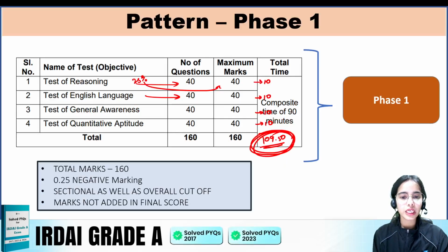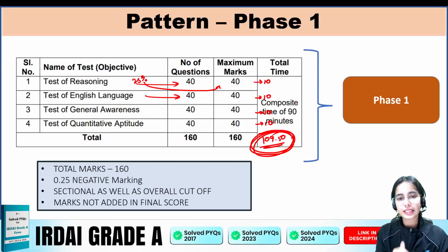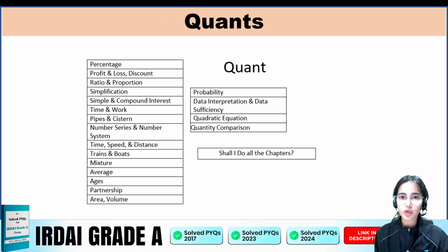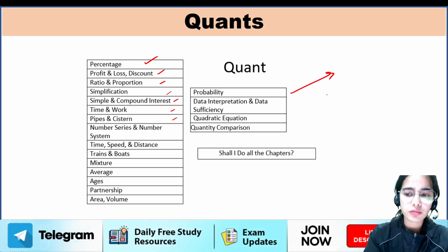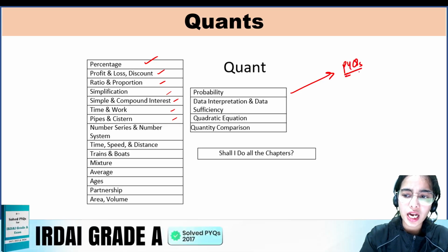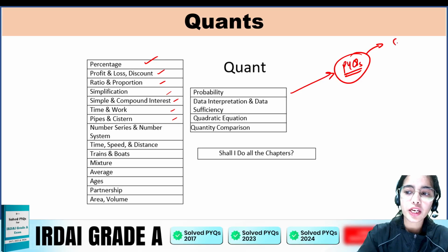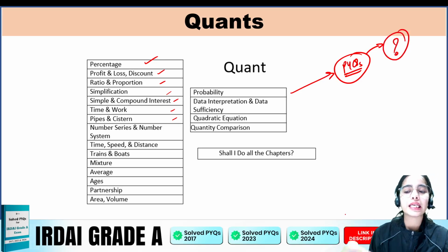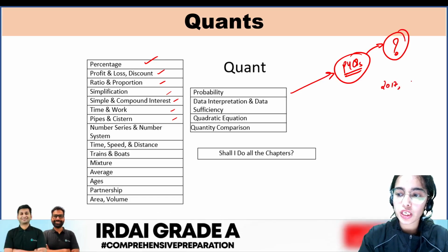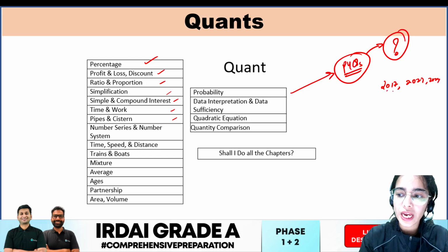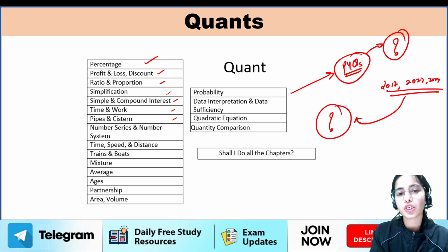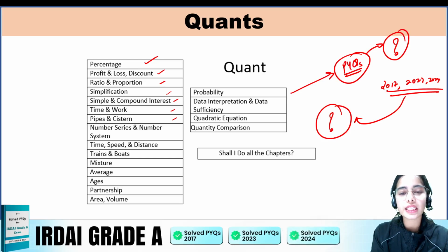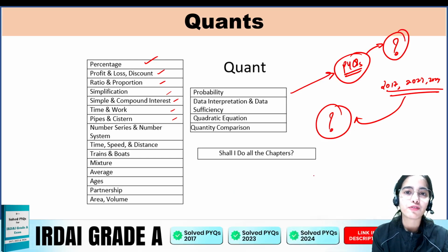Okay, now coming to the different sections, let's discuss the quant first. In the quant, mostly the questions that we have seen are from percentage and these topics. So these topics you have to prepare, and you can see the previous year questions to see what kind of questions are mostly seen in the examination. You can see the previous year questions of 2017, 2023, 2024, and see which topics the questions mostly come from, as well as what your strengths are in those topics, and focus on those topics.